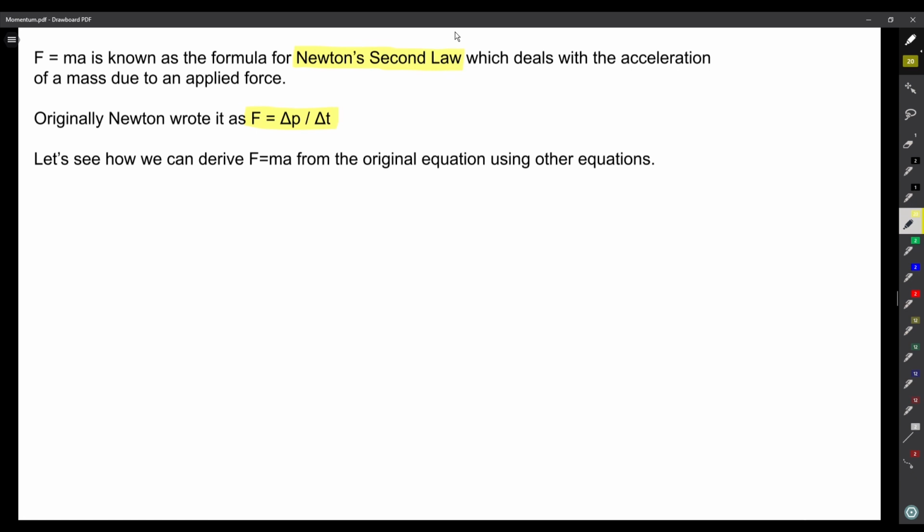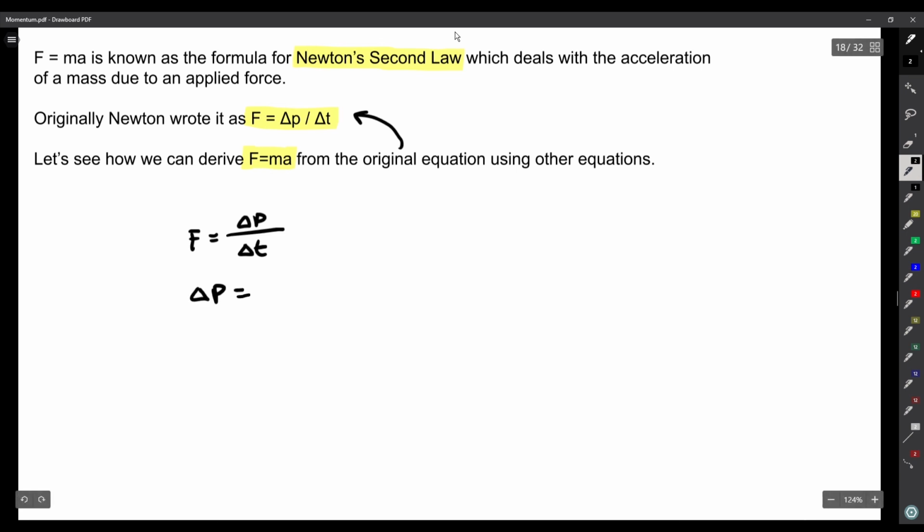So let's see how we can derive F equals ma from the original equation, using our other smaller general physics equations. So if we have F equals a change in P over a change in T, we need to look for mass and acceleration when we know that change in P, our impulse, is mass times the change in velocity, and time is part of the acceleration formula.